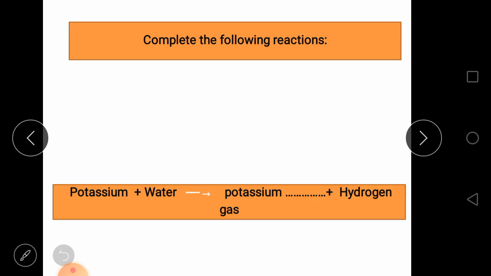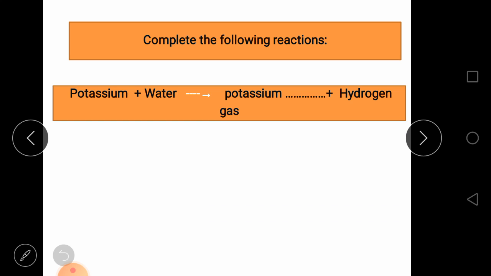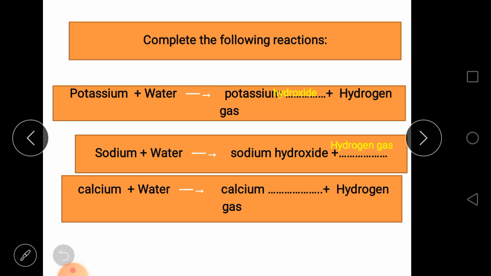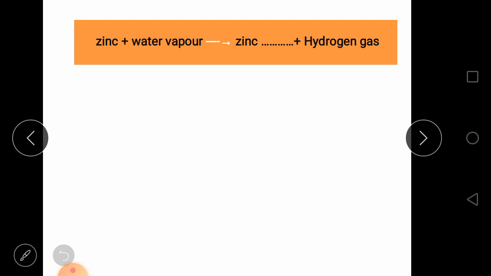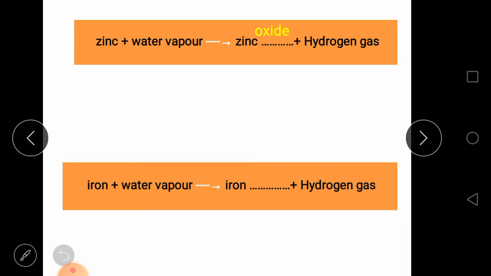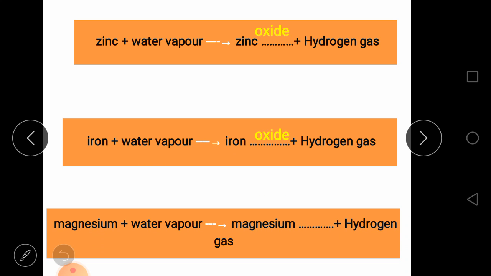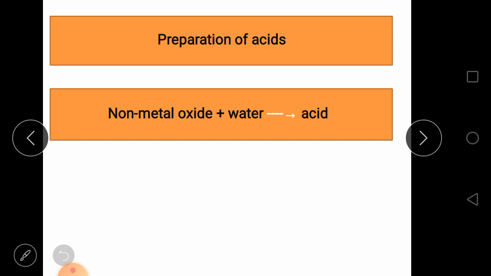Okay, let's go to the following reactions. Here we have potassium plus water give potassium hydroxide. Sodium plus water give sodium hydroxide plus hydrogen gas. Calcium plus water give calcium hydroxide. Here we have zinc plus water vapor give zinc oxide. Here we have also iron plus water vapor give iron oxide and hydrogen gas. Magnesium oxide also.